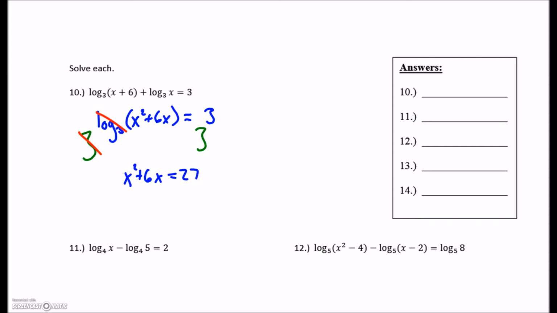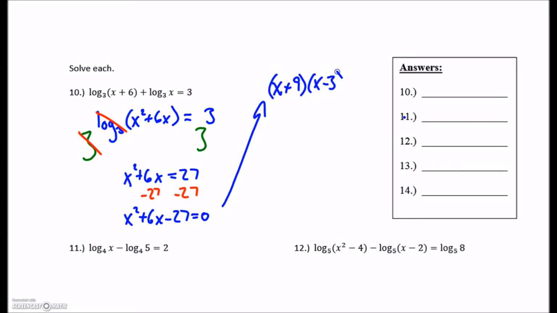And now from here, I want to solve this quadratic. I'm going to subtract the 27 from each side. That's going to give me x squared plus 6x minus 27 equals 0. I'm going to solve by factoring, so I build a bridge and I factor this one. This factors into x plus 9 and x minus 3. And now I set each factor equal to 0. So I end up getting 2 answers here. The first answer is x equals negative 9. The second answer is x equals positive 3.